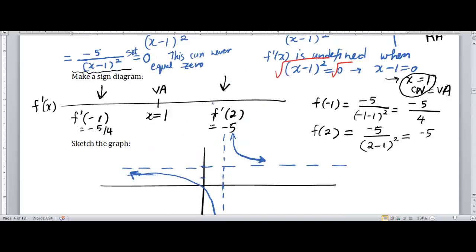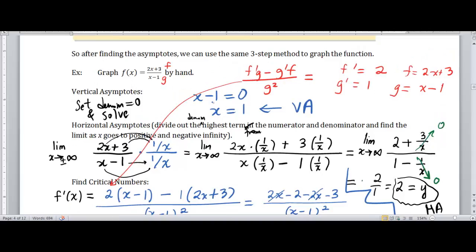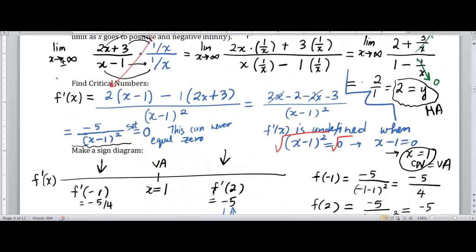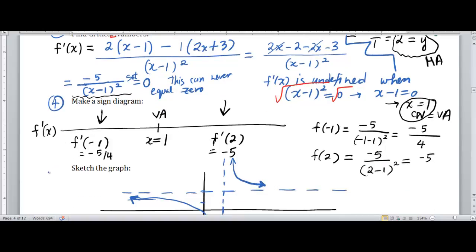So for rational functions, find the vertical and horizontal asymptotes first, right? That was our first step. Second step, then you find the critical numbers, then do the sign diagram. And then if you need to find f of the critical numbers, if there are any, then you sketch the graph.